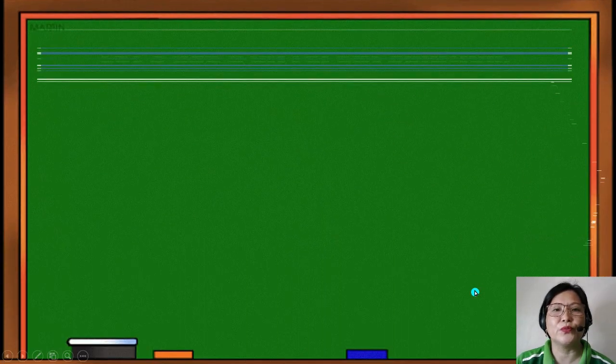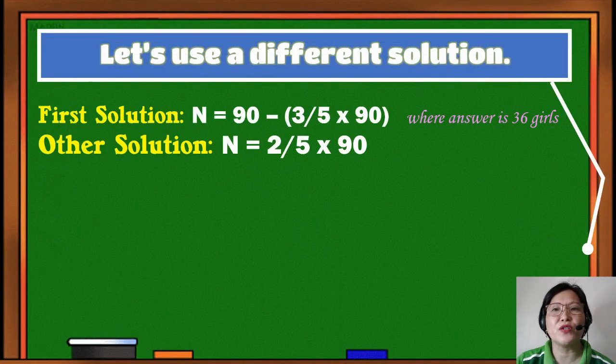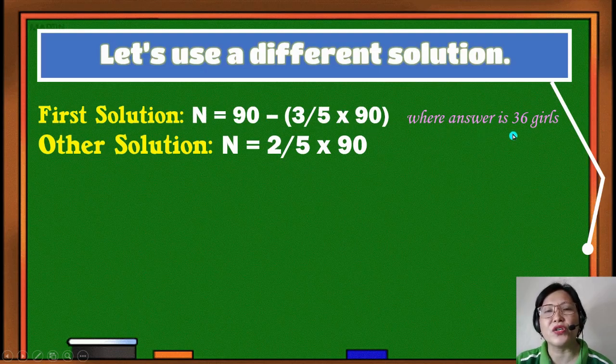Let me show you. Let's use a different solution. The first solution that we use is using the number sentence n equals 90 minus, open parenthesis, 3/5 times 90, close parenthesis, where the answer is 36 girls. The other solution that we may use is this. n equals 2/5 times 90.